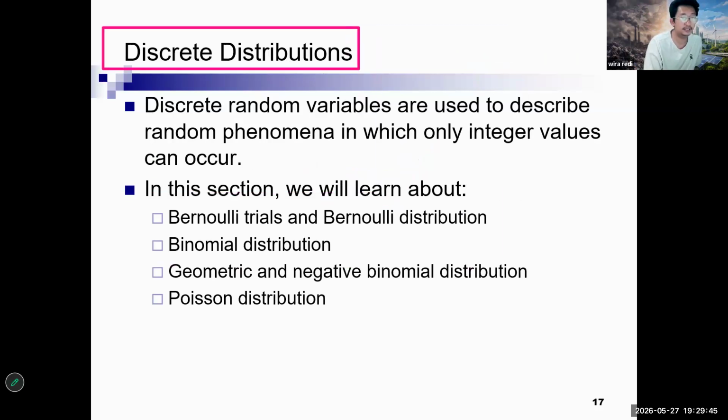First, we will cover the discrete distributions, which we mentioned earlier. These are the types of distributions where the values of the variables are finite. There are several, for example: Bernoulli trials and Bernoulli distributions, binomial, geometric and negative binomial, and Poisson.